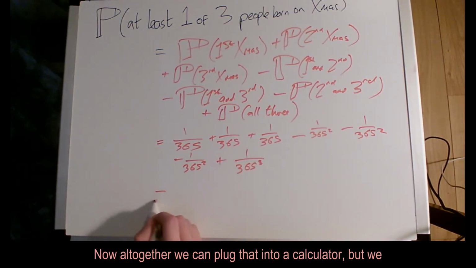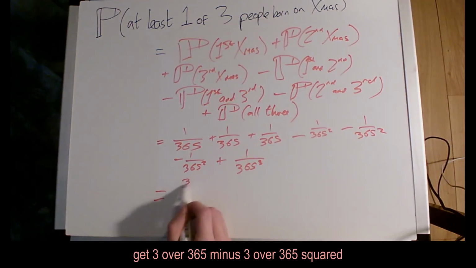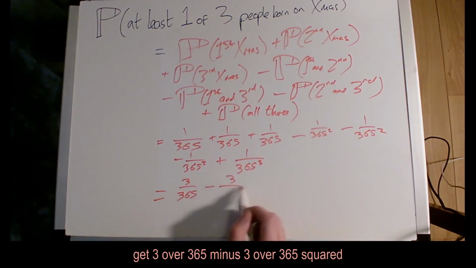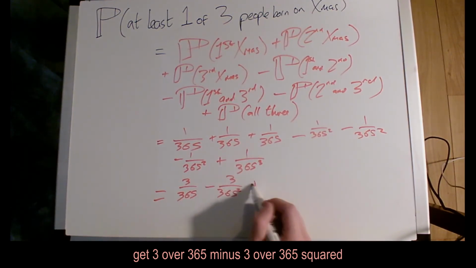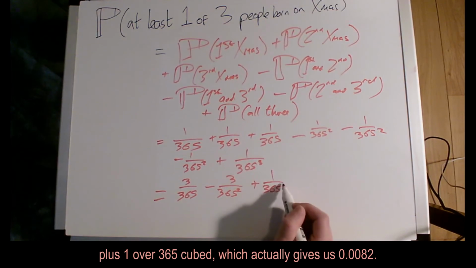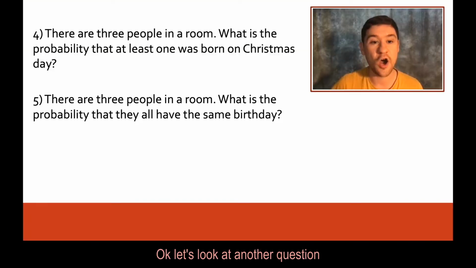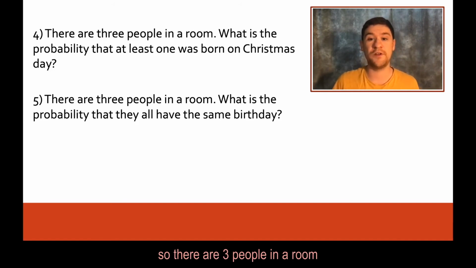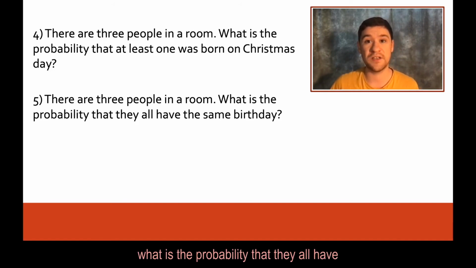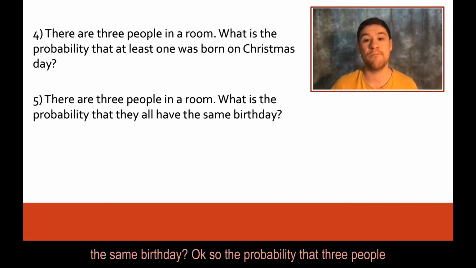Now, all together we can plug that into a calculator, but we get 3 over 365, minus 3 over 365 squared, plus 1 over 365 cubed, which actually gives us 0.0082. Okay, let's look at another question. So there are 3 people in a room. What is the probability that they all have the same birthday?